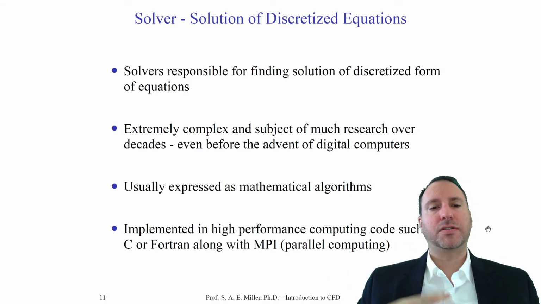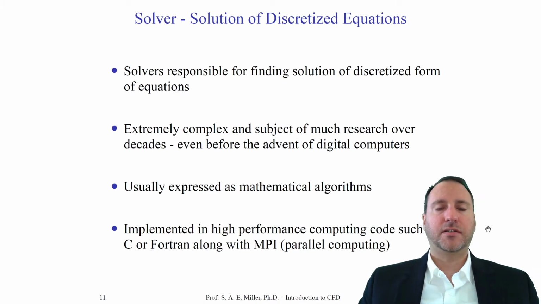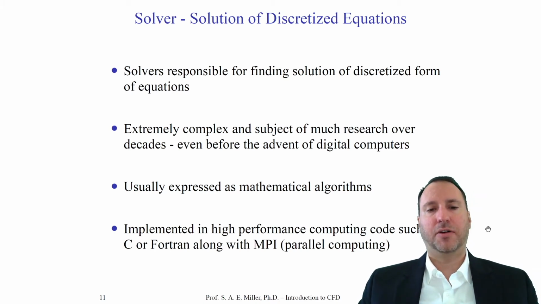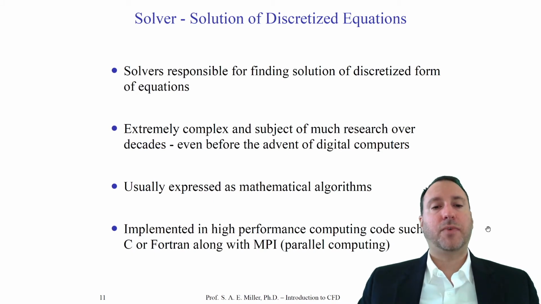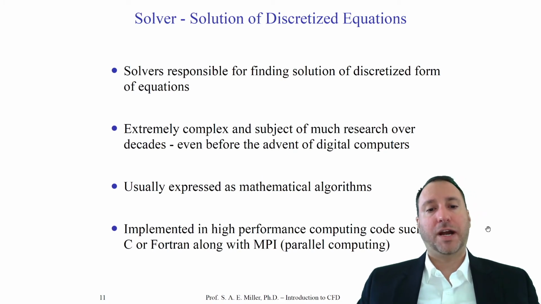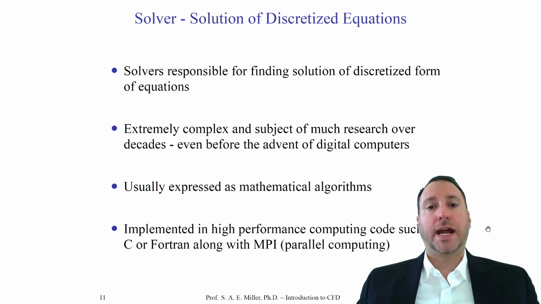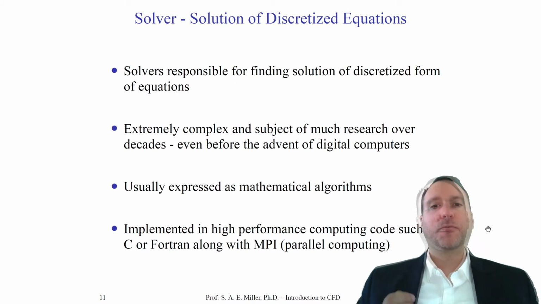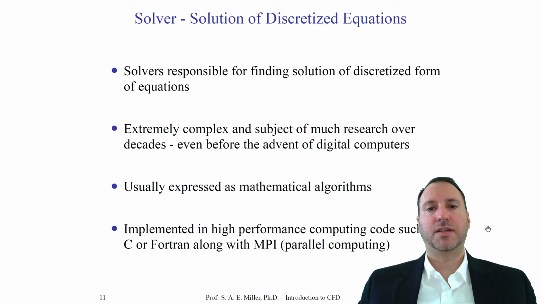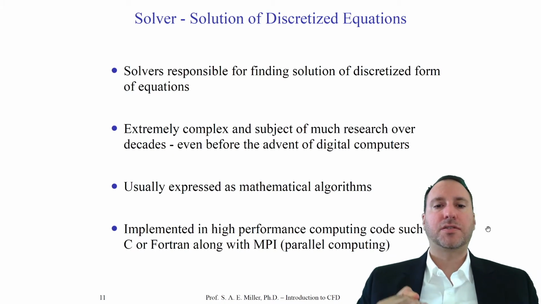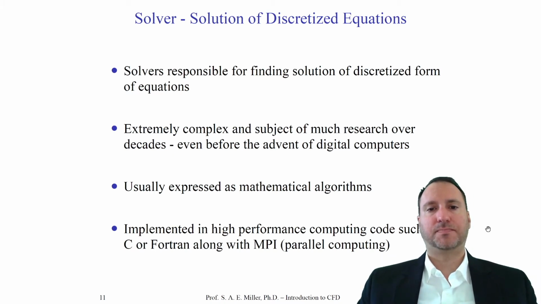These solvers and the way to solve the discretized equations are written as mathematical algorithms. And today they're typically written in high-performance computing languages. The most popular ones for supercomputing or parallel computing are the languages C and Fortran. C and Fortran were two of the original programming languages. Fortran was one of the first compiled languages written specifically for engineers and mathematicians to solve equations for fluid dynamics.